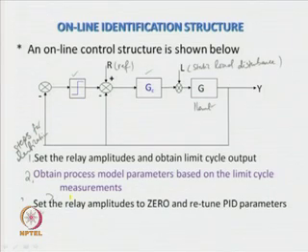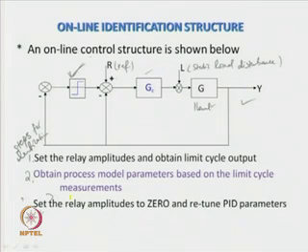So, this is how online identification is done. Why do we call this structure the online identification structure? The relay is always there in the loop. Whenever the relay setting is 0, we have the normal closed loop control system, and when the relay amplitudes are non-zero, we have the closed loop control system added with one relay dynamics. So, we basically get one online identification structure with this arrangement.